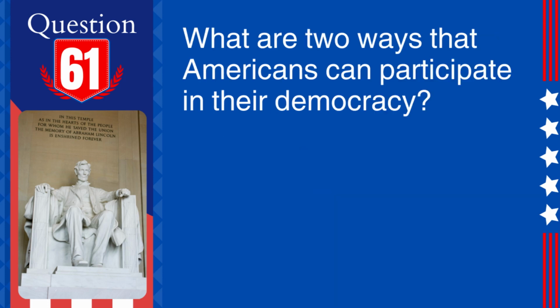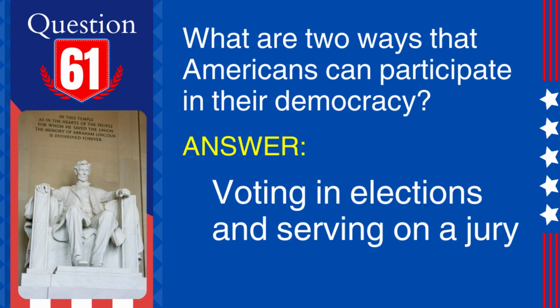61. Question. What are 2 ways that Americans can participate in their democracy? Answer. Voting in elections and serving on a jury. Explanation. Participating in elections and jury duty are key civic responsibilities that contribute to democratic processes in the United States.